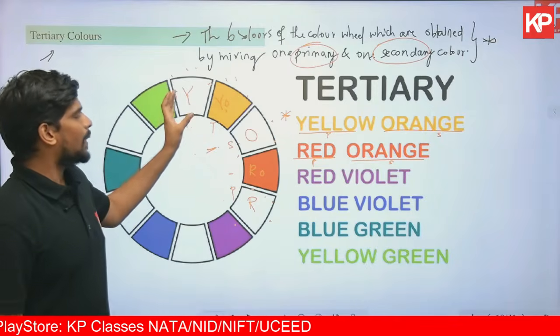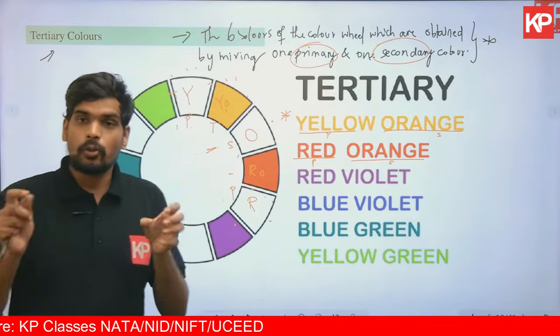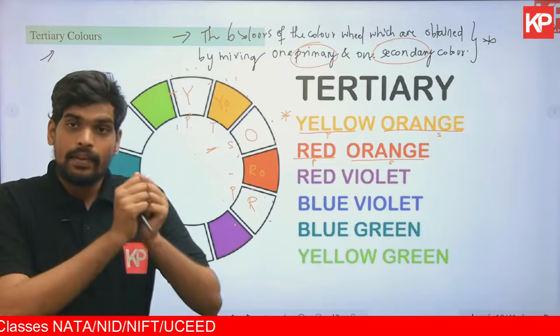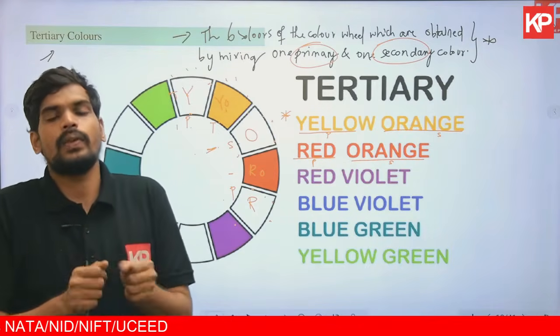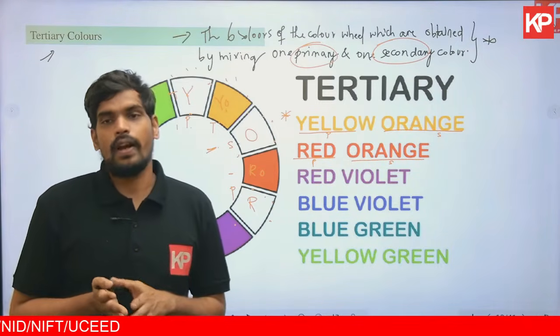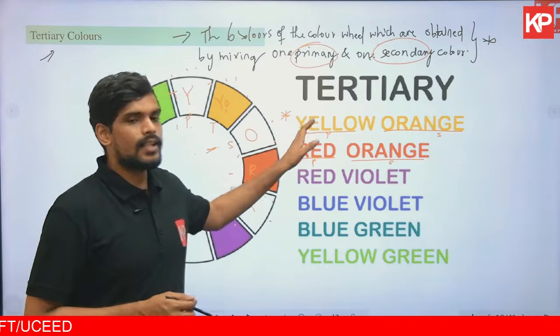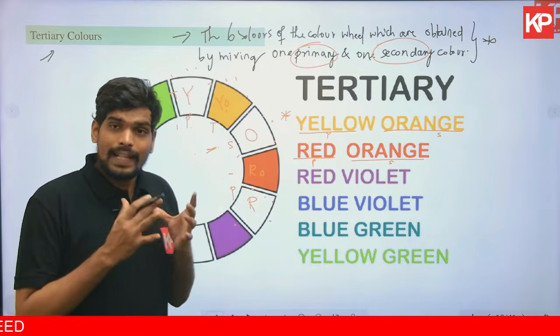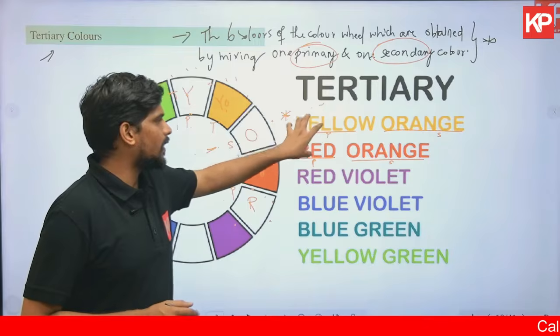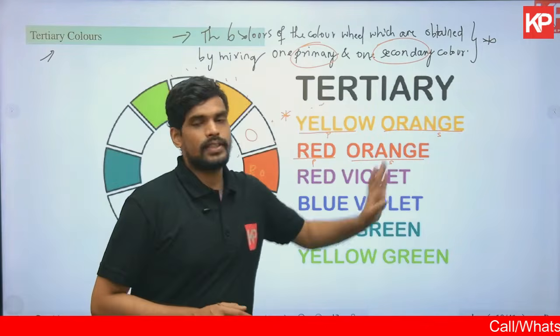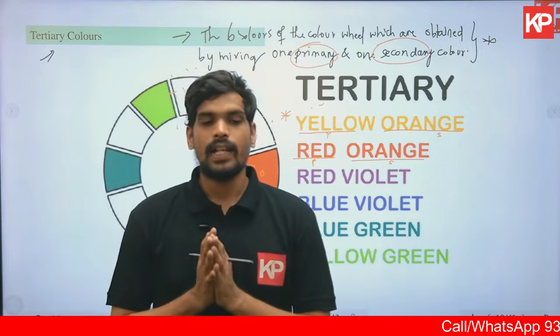So take a primary, and if you mix two primaries, you'll get a secondary. If you mix one primary and one secondary, you will get a tertiary color. So that's what you have to remember. And always remember, the tertiary color's name is represented with the first part, that is the primary's name, and the second part, which is the secondary's name. So that is about the tertiary colors.